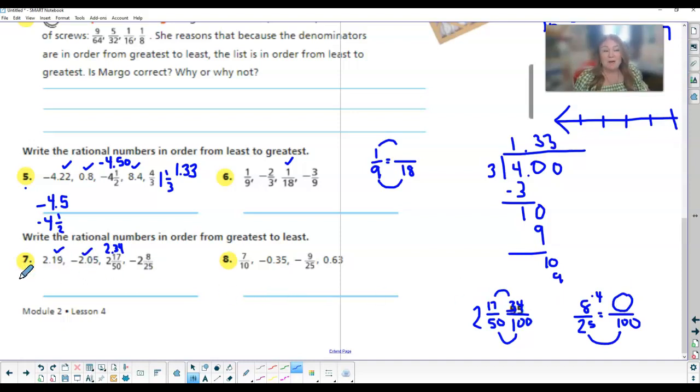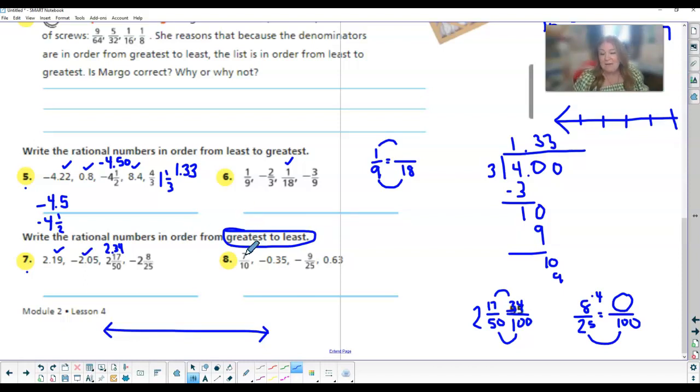And then put them in order from least to great. Or no, sorry. I'll read the directions. Greatest to least. So which one on a number line is farthest to the left, right? Farthest to the right. And then we're working backwards. I know it's not telling you to put them on a number line, but if that helps you, do it.